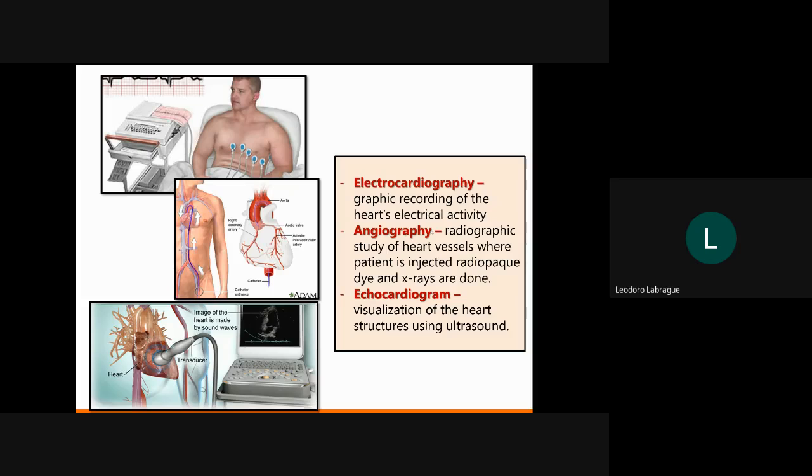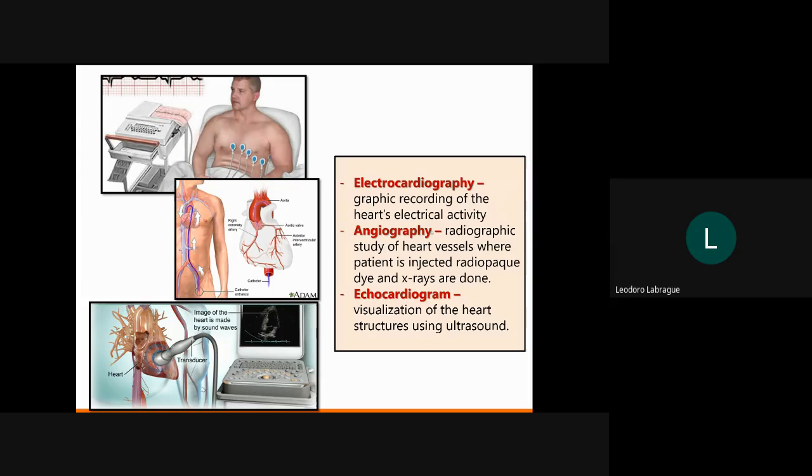In this process, the patient is injected with radiopaque dye. It's like a contrast. This substance reacts to X-ray. Once the patient is injected with this radiopaque dye, upon X-ray, the doctor can actually visualize which blood vessels are blocked, which blood vessels have a problem. Why? Again, the radiopaque dye is very visible on X-rays. You will see exactly which blood vessels are involved.